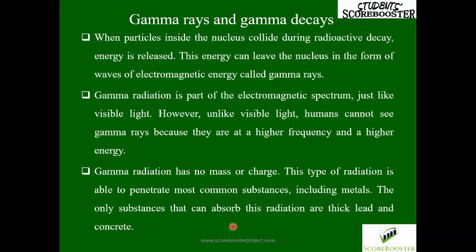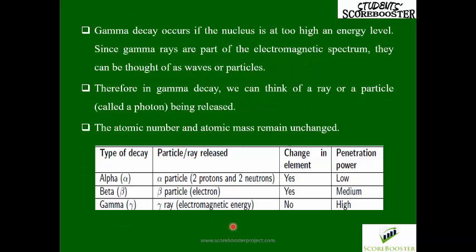On the electromagnetic spectrum, it is above the visible light simply because of its high frequency. They'll talk about that more in physics. Gamma decay occurs if the nucleus is at too high an energy level. Since gamma rays are part of the electromagnetic spectrum, they can be thought of as waves or particles. Yes, that is what we just explained. When we talk about atomic physics, they will talk more about this sentence.